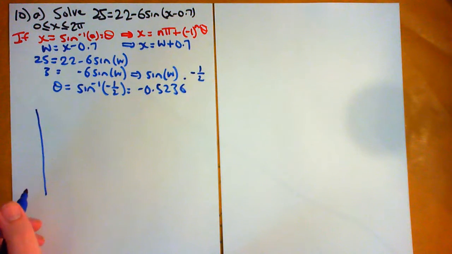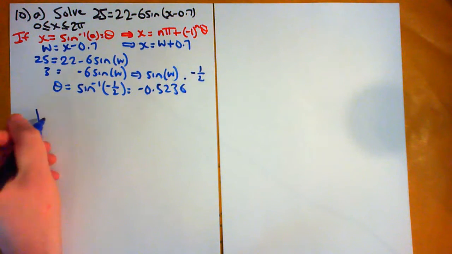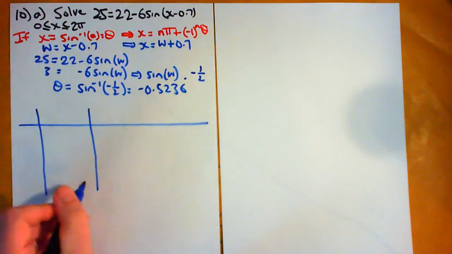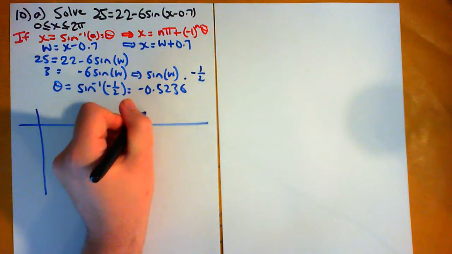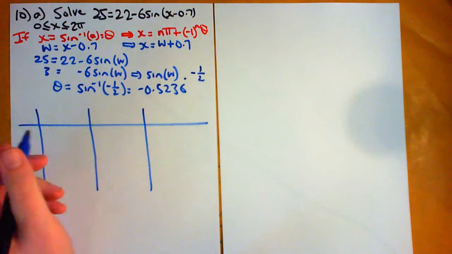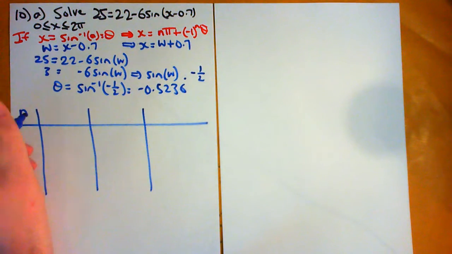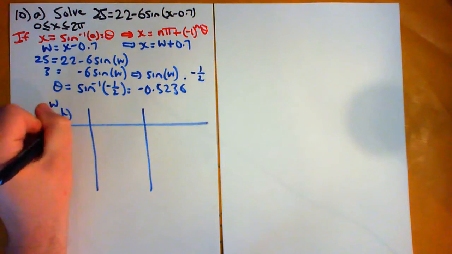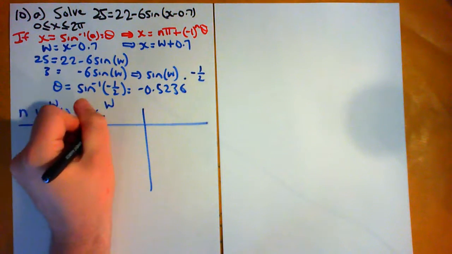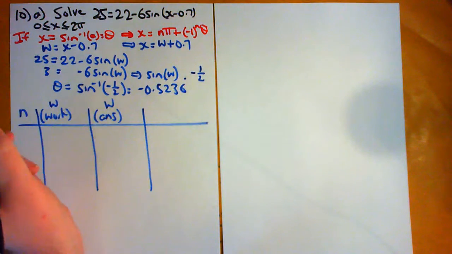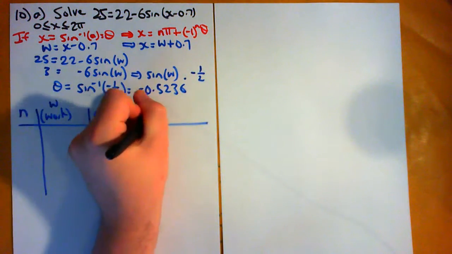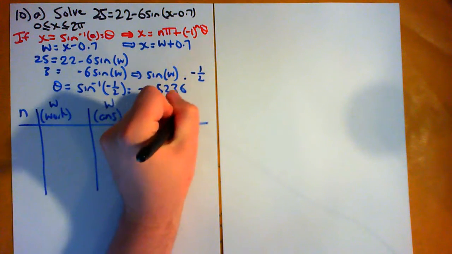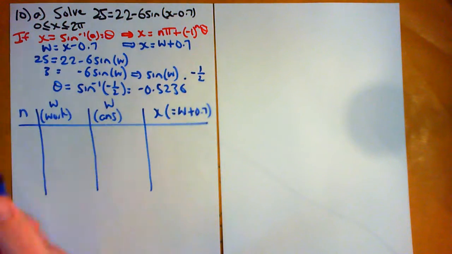So we're going to have a column for values of n. We're going to have a column for w with working. We're going to have a column for w with an answer and x. So n, we've got w for working, we've got an answer for w, and we've got x, which as per our rearrangement is w plus 0.7.